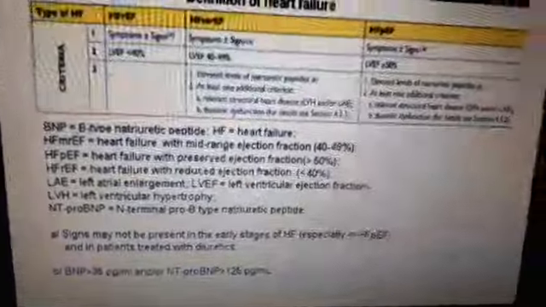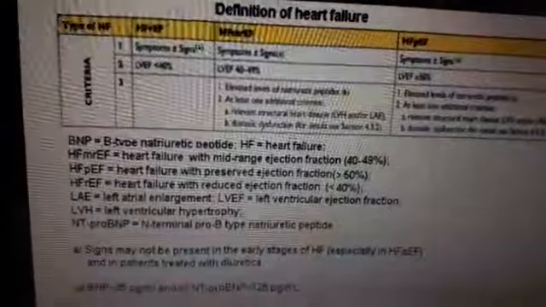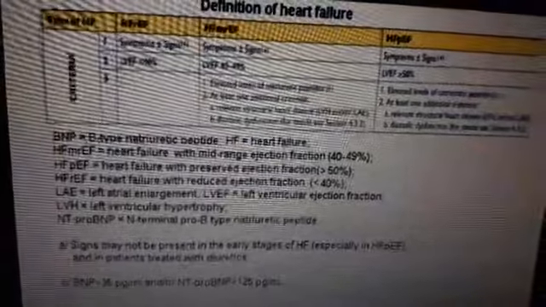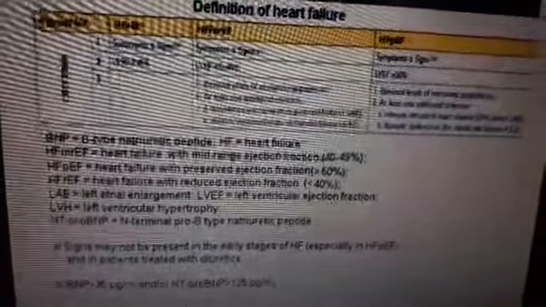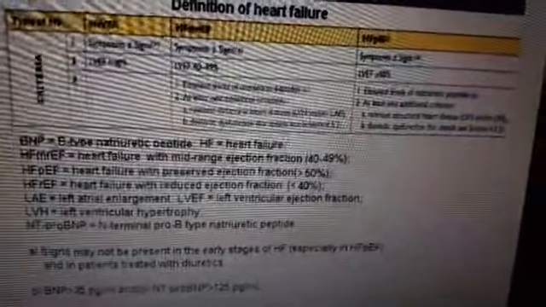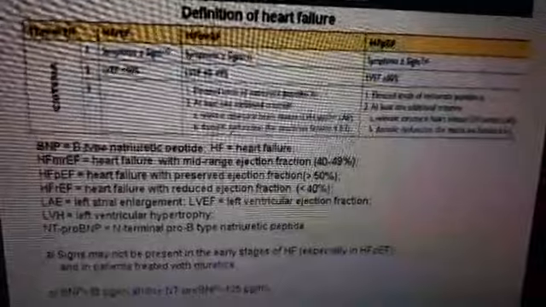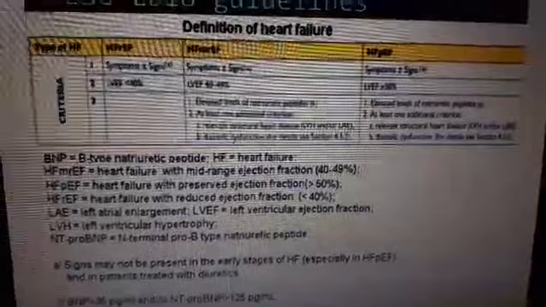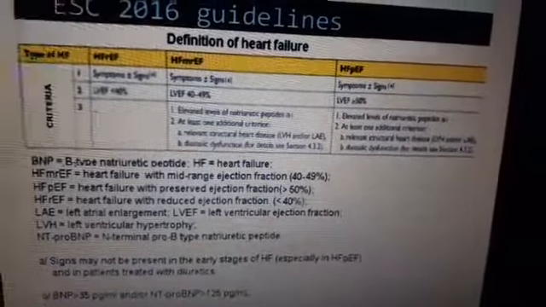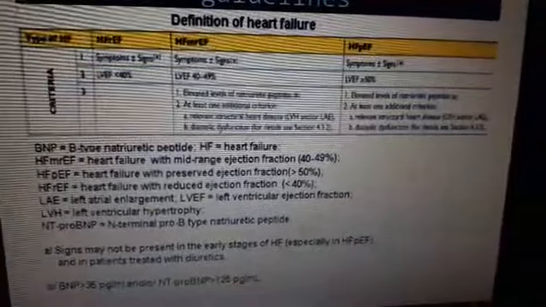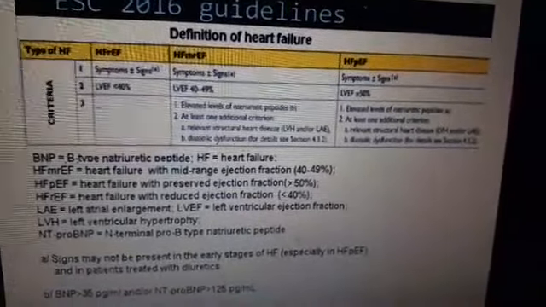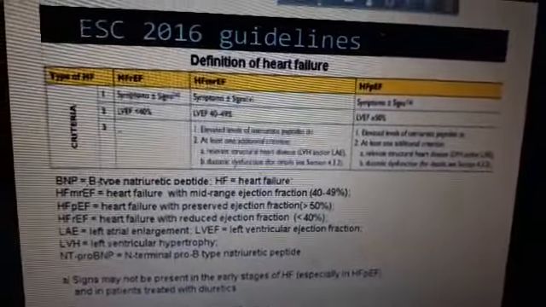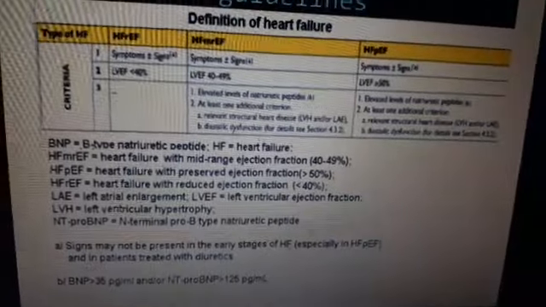Also, there should be elevated levels of the natriuretic peptides, that is B natriuretic peptides, brain natriuretic peptides, and at least one additional criterion like structural heart disease or diastolic dysfunction, and this should be present if it is moderately reduced or preserved ejection fraction. So when left ventricular ejection fraction is less than 40%, then heart failure is stamped, and no other indicator is needed. But when the ejection fraction is not so much reduced, like 40 to 49%, then additional features like elevation of the brain natriuretic peptide are also needed to stamp the diagnosis of heart failure, and also there should be a diastolic dysfunction.